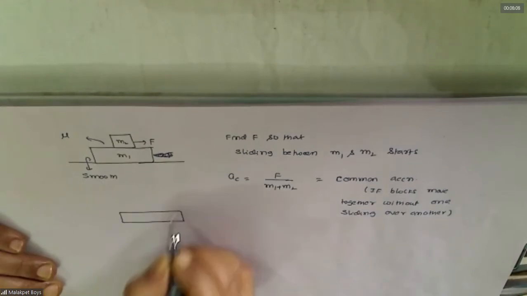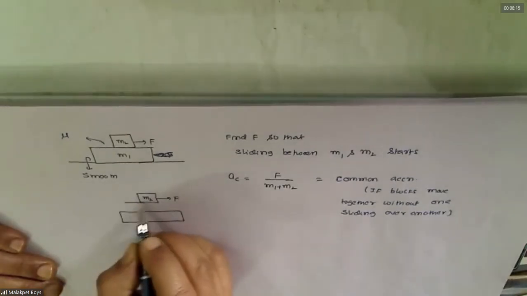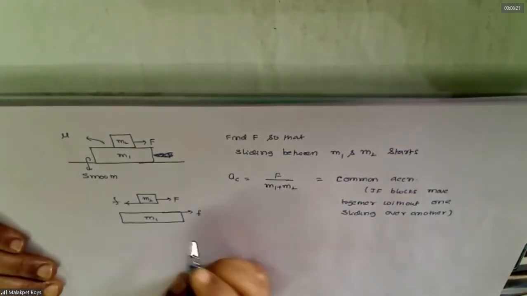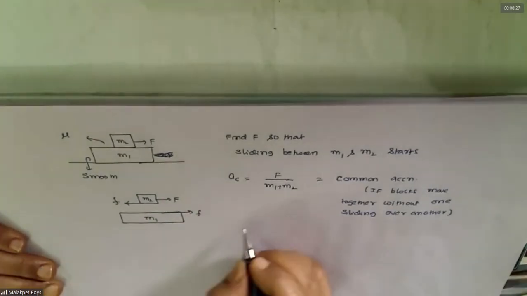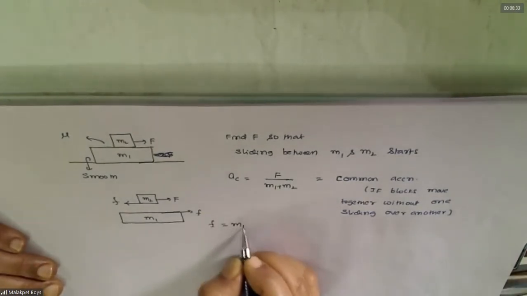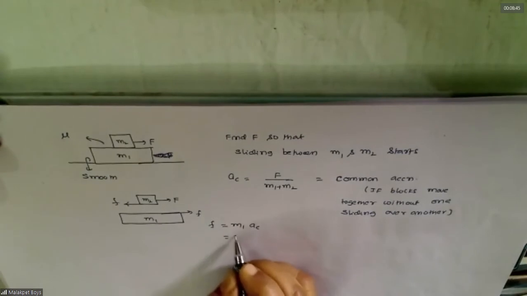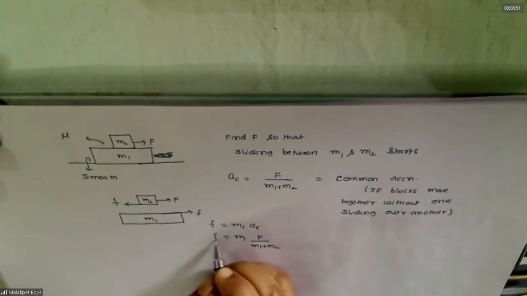See, among these two blocks, this is F, so friction will be this. You can see that there won't be any sliding if the frictional force is equal to the limiting friction. For example, if you take the lower block, am I audible or not? Follow, sir. Yes, sir. See here, this is the force of friction.